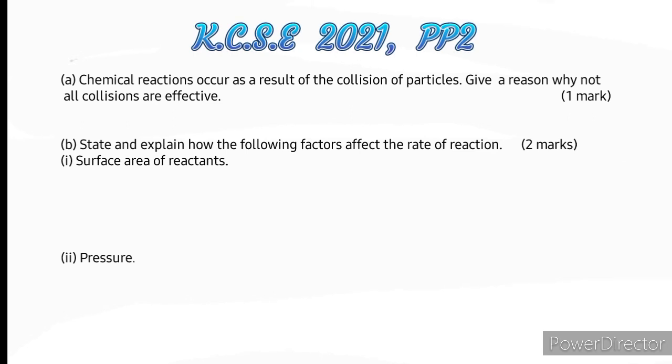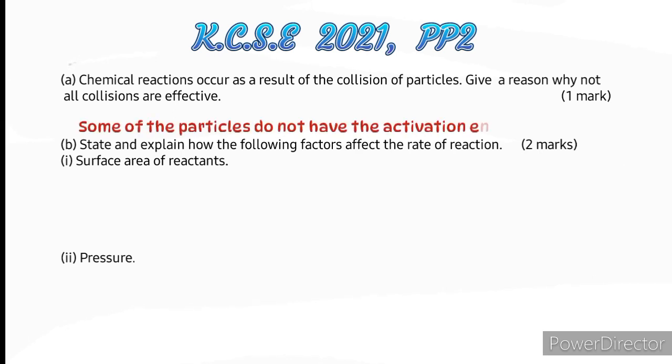Chemical reactions occur as a result of the collision of particles. Give a reason why not all collisions are effective. Now, the reason is because some don't have the necessary activation energy and therefore the reaction cannot proceed. Part B, state and explain how the following factors affect the rate of reaction.